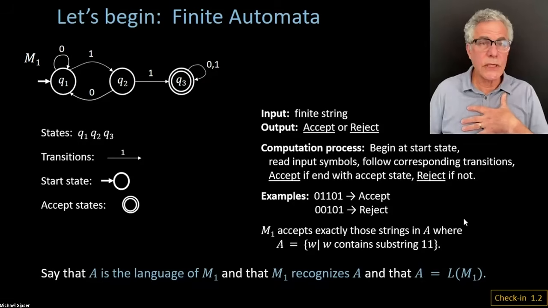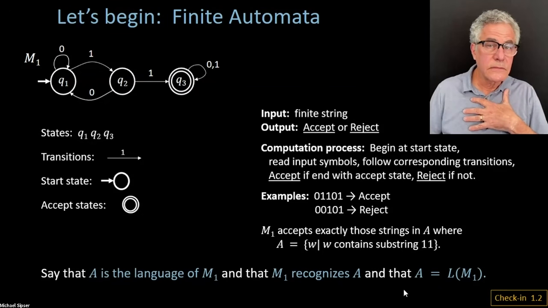You understand the question here? After it reads, where do we end up after we read 101? What state are we in? Do we end up in state Q1, Q2, or Q3? Go fast.